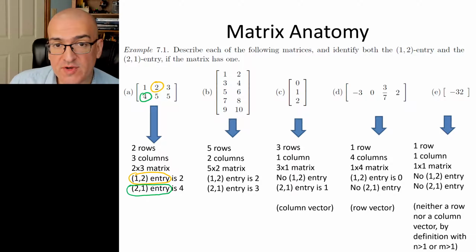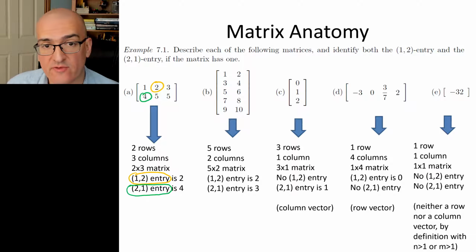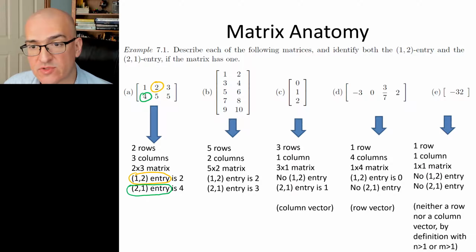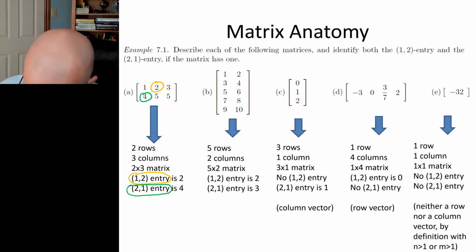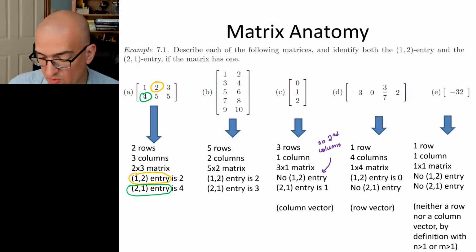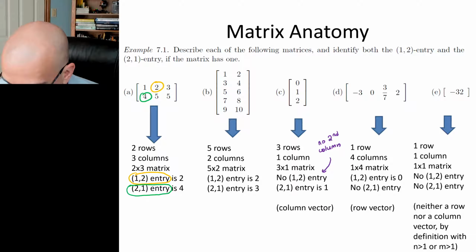The 1-2 entry doesn't exist because that would be first row, second column, and there is no second column. So no second column. But the 2-1 entry does exist. It's equal to 1 in this example.